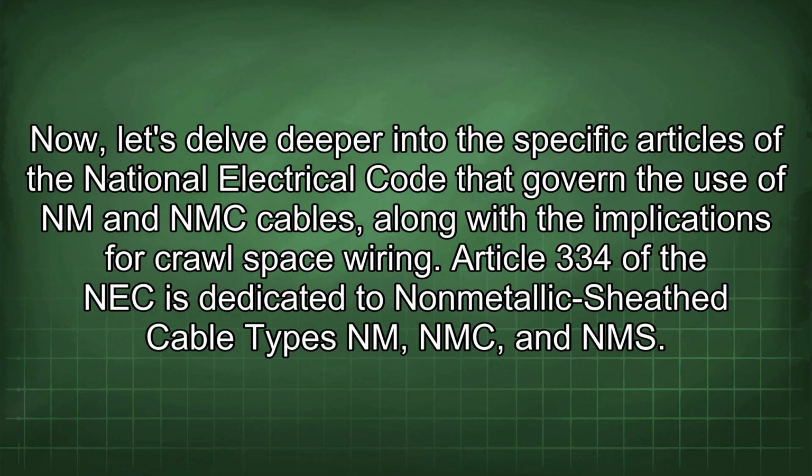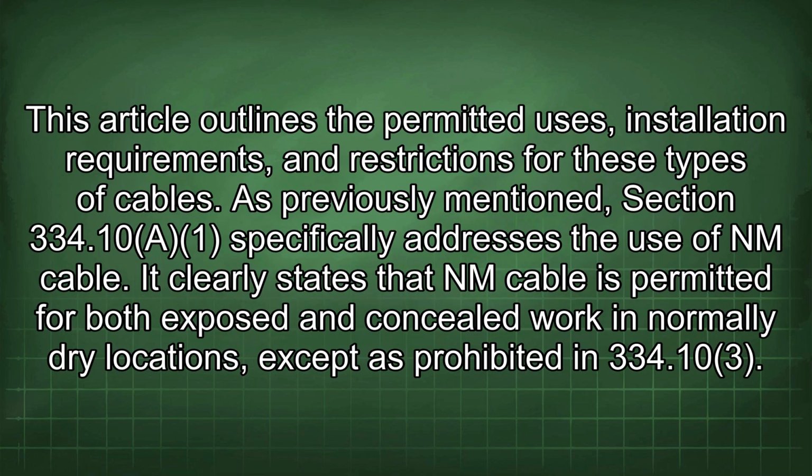Now, let's delve deeper into the specific articles of the National Electrical Code that govern the use of NM and NMC cables, along with the implications for crawl space wiring. Article 334 of the NEC is dedicated to non-metallic sheathed cable types NM, NMC, and NMS. This article outlines the permitted uses, installation requirements, and restrictions for these types of cables.